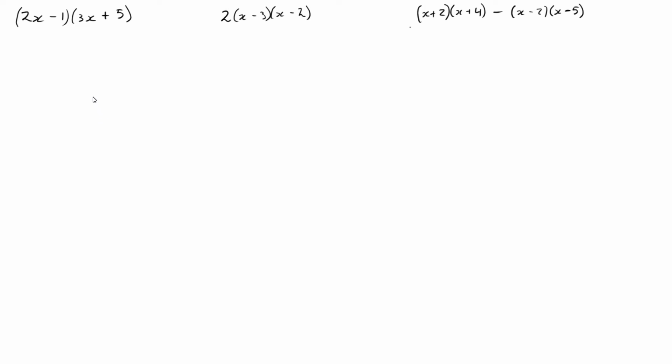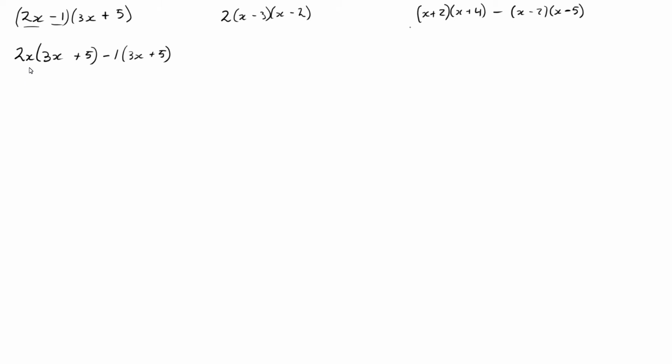In this video we're going to have a look at some more examples expanding the binomial products. So the first one is we've got 2x take 1, 3x plus 5. So I'm going to multiply the 2x by everything inside the second set of brackets, 3x plus 5. And then I've got a minus 1 times 3x plus 5.